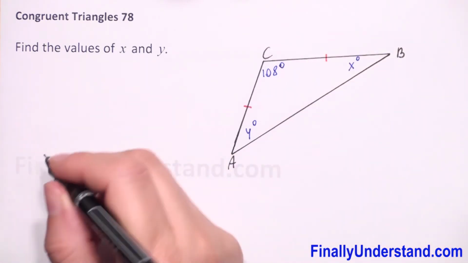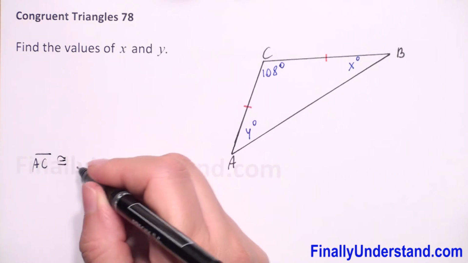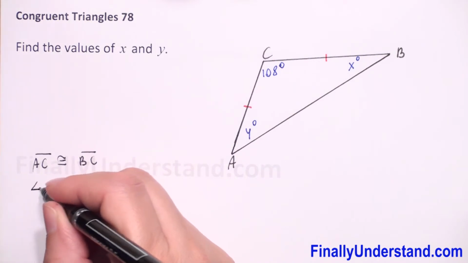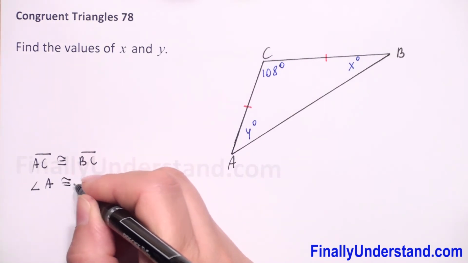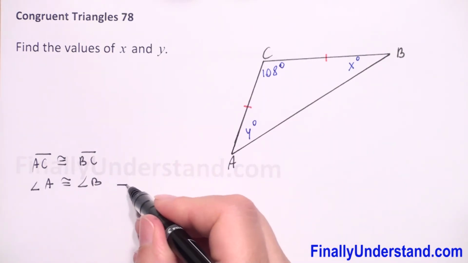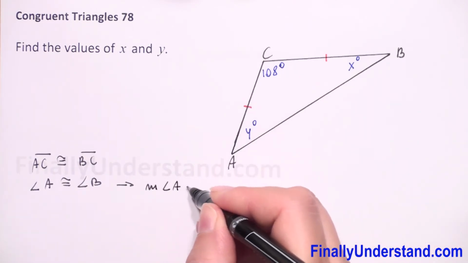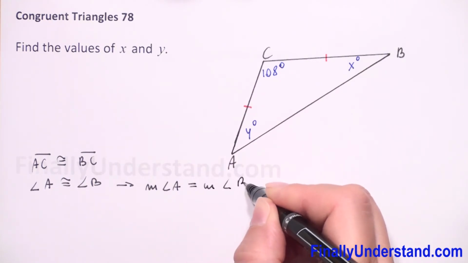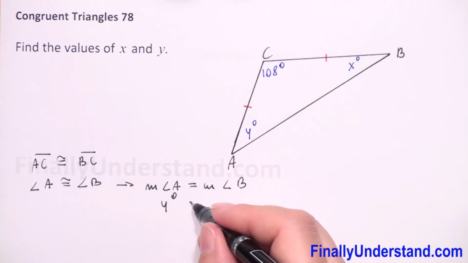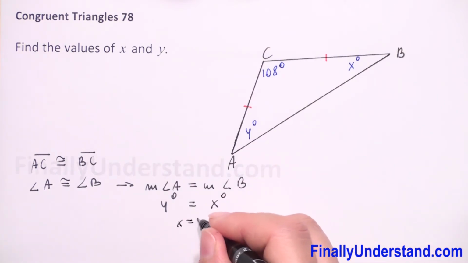So because we have that AC is congruent to BC, it means that angle A is congruent to angle B. So we have that the measure of angle A is equal to the measure of angle B. The measure of angle A is y degrees, equal to the measure of angle B, x degrees. It means that x is equal to y.